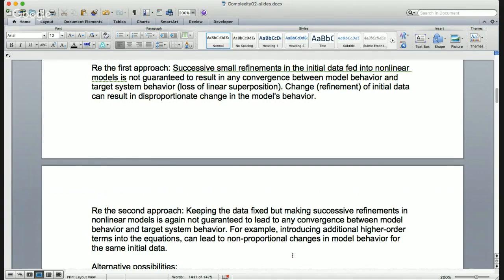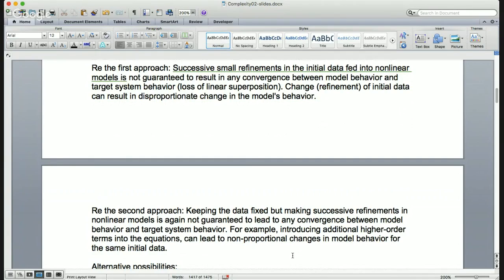Now, however, both of these basic approaches to confirming models encounter substantial difficulties when applied to nonlinear models exhibiting sensitivity dependence, sensitivity to initial conditions, and also perturbations or disturbances. In the first instance, successive small refinements in the initial data fed into a nonlinear model are not guaranteed to lead to any convergence between model behavior and the target system behavior.